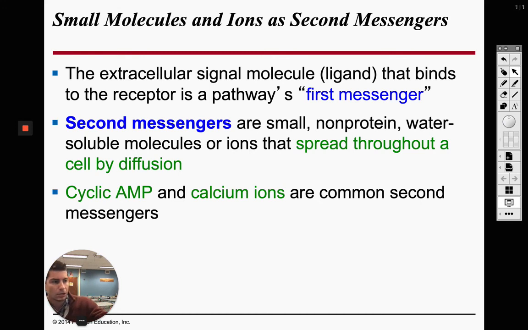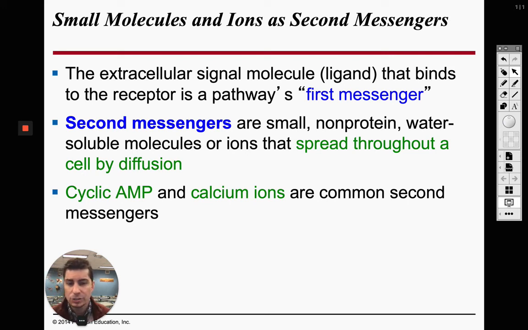Right. Along with these, we're going to have secondary messengers. The ligand, that's our first messenger. He's outside the cell. He binds that receptor, and we start the cascade that will hopefully give us a response in the end.